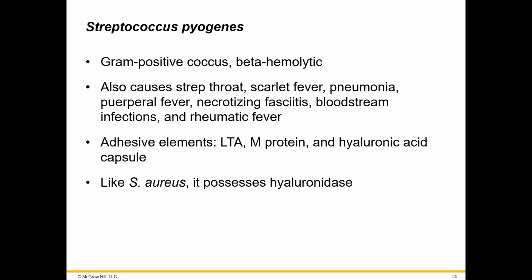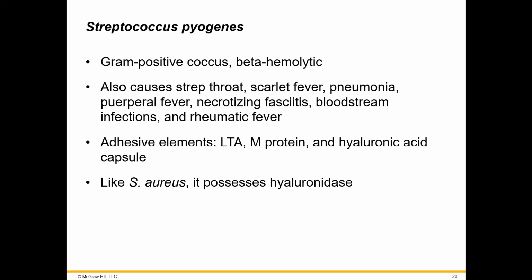And if it's left to go for too long, the tissue that is affected will die very quickly. And so you have to debride that tissue. Debridement is whenever you remove the infected and dead tissue, called necrotized. So that's necrosis. So that's necrotizing fasciitis. This is one of the main causes of that. Bloodstream infections and rheumatic fever are also tied to Streptococcus pyogenes.